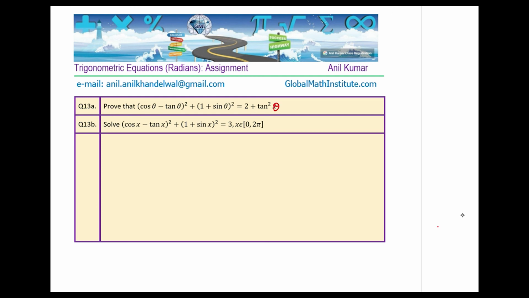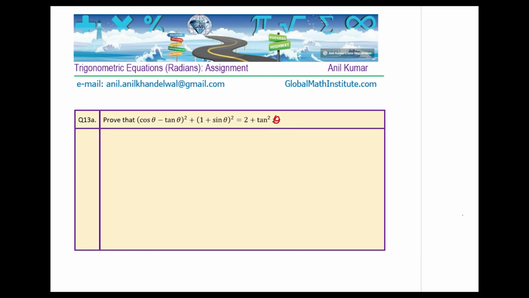Once you do this, after that you have to solve the equation that (cos x minus tan x) whole square plus (1 plus sin x) whole square equals to 3. Now it is important to note that in examination, let us say you are unable to answer this question. In that case, you can use this result and then solve the equation 2 plus tan square x equals to 3. You'll get marks for at least the last part. I hope you get the idea.